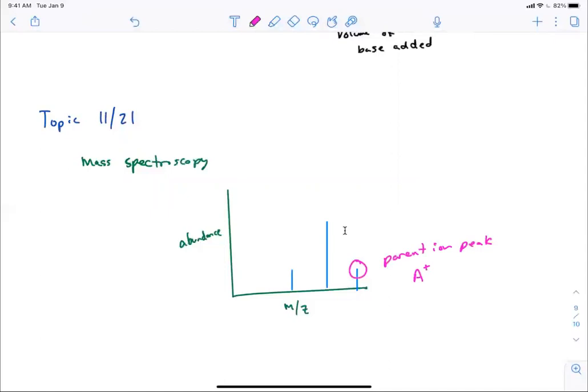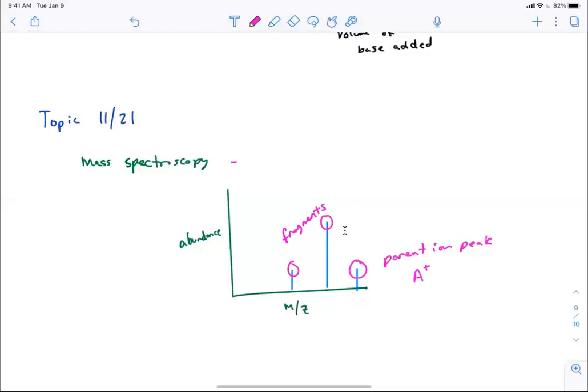I'm just going to make the substance A for that purpose. And remember, if you show up on a peak here, it's always a positive charge. If they ask you what species represents that peak, you write the whole molecule and then a plus one charge at the end of it. And then these are fragments of that original molecule A based on losing different pieces.